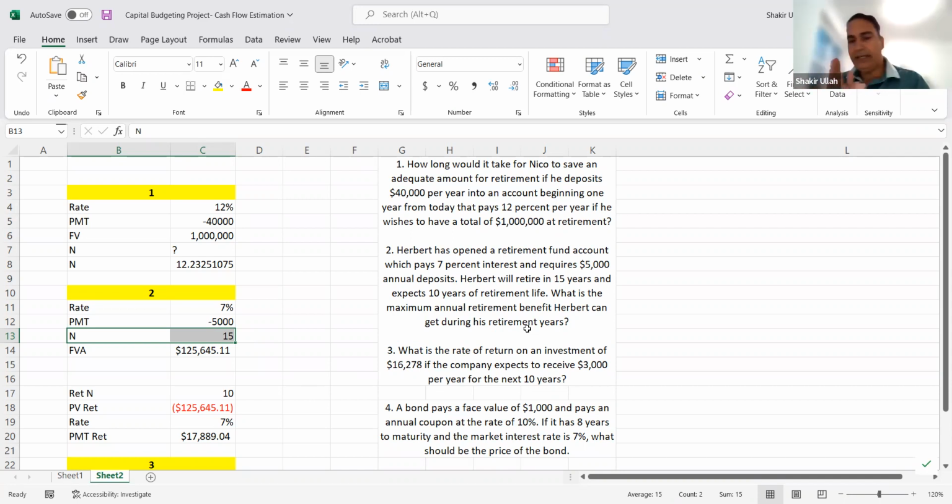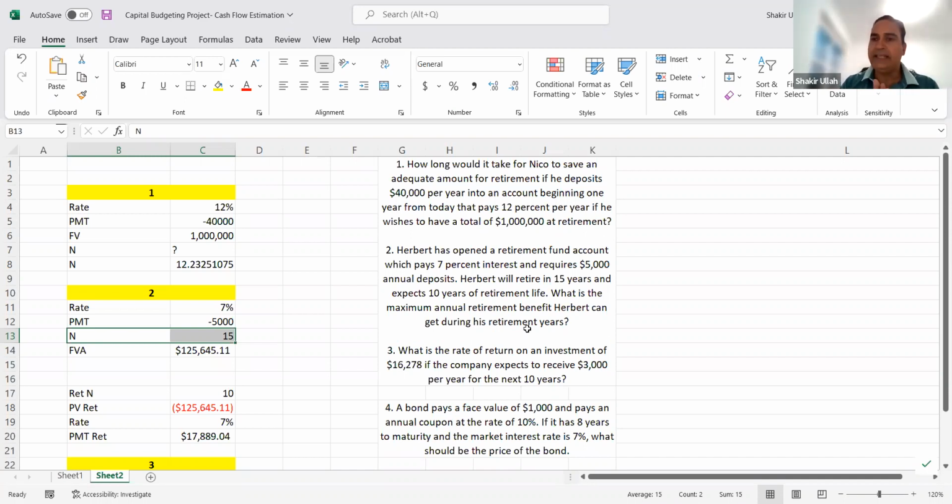Now, we will be making a payment of 5,000 for 15 years. And once we get there, we start receiving an annual payment. So yes, we'll have to break this down into two parts.